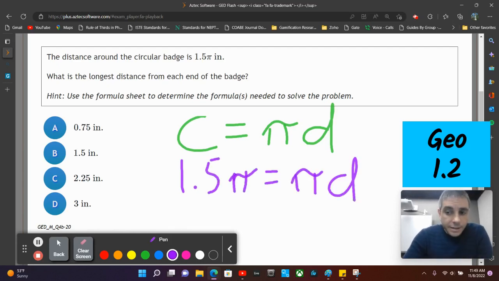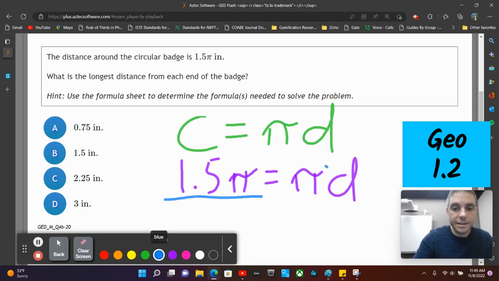Now, at this point in your question, you may have already multiplied, or you may think that we need to multiply 1.5 times pi. If you did that already, that's okay. If you haven't done it already, you actually don't really need to, because check this out. We're going to take our circumference measurement, which is listed as 1.5 times pi, and ultimately divide that by pi.